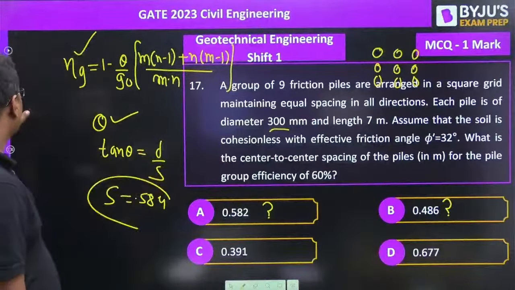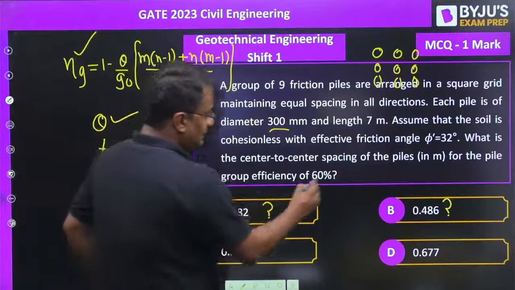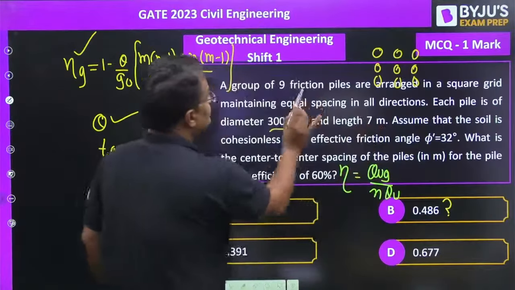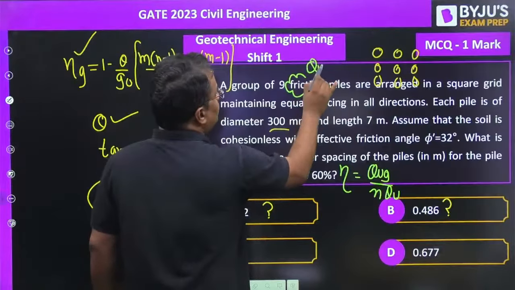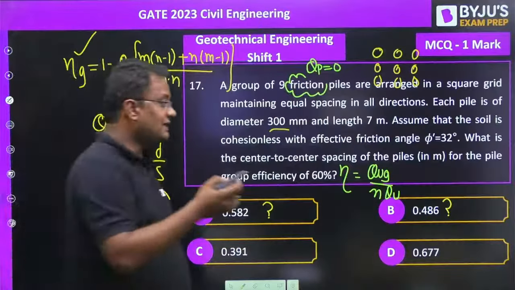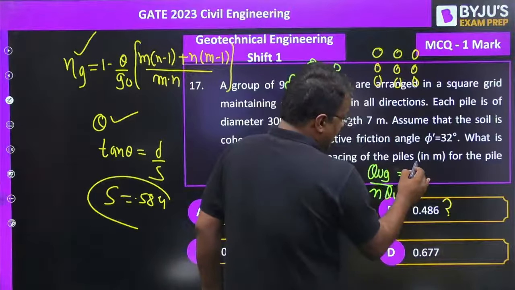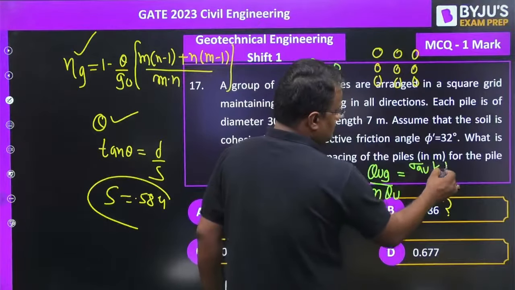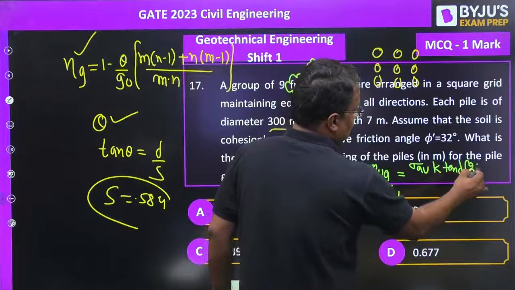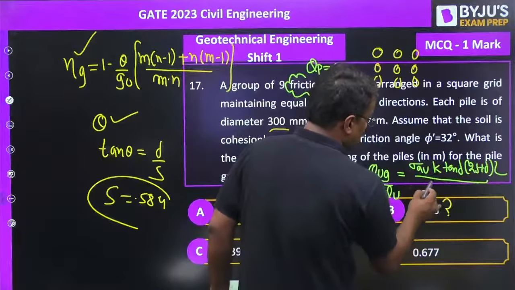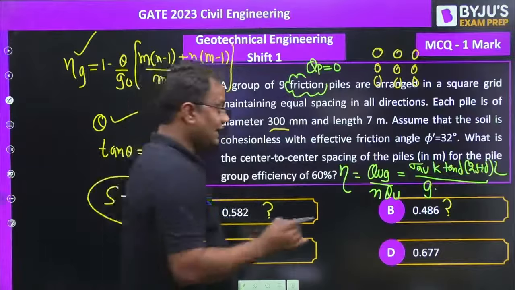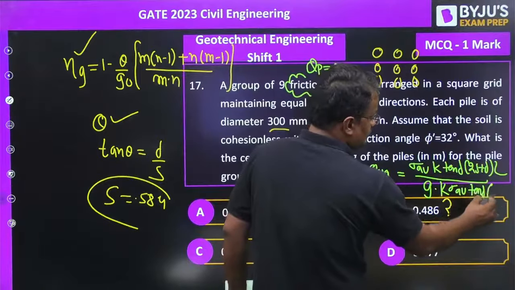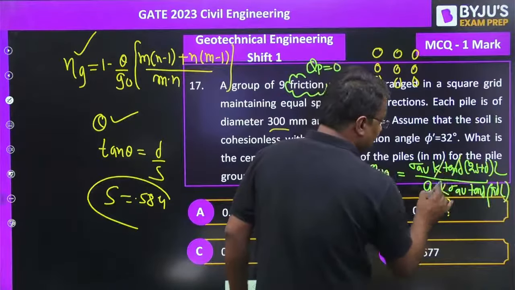Now there is one more formula that you all know, that efficiency is equal to Qug by n into Qu. Since it is a friction pile, we can take Qp equal to 0. And if I write Q gross, it is K into sigma average into tan delta into A surface. So A surface will be (2s plus d) into L, into 9, the number of piles, while for a single pile, K average into sigma average into tan delta into A surface, the A surface will be pi d L. So everything will be cancelled.